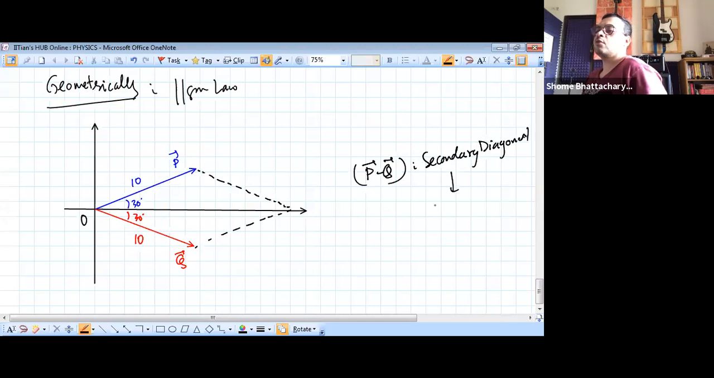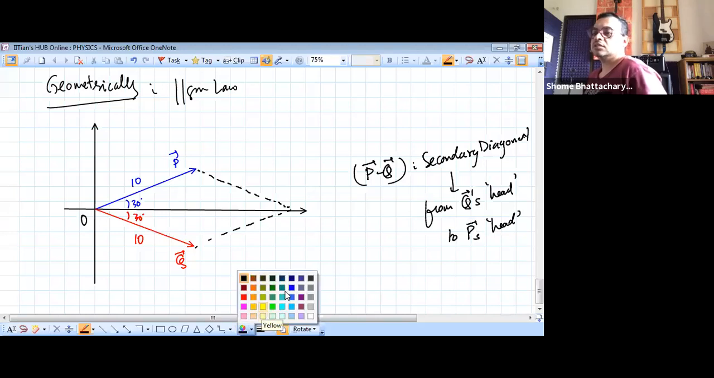So it will be going from Q's head to P's head. Now, if it were Q minus P, then it would be from P's head to Q's head. So this secondary diagonal, which is going from Q to P, that one will be P minus Q. This vector here is the vector P minus Q.